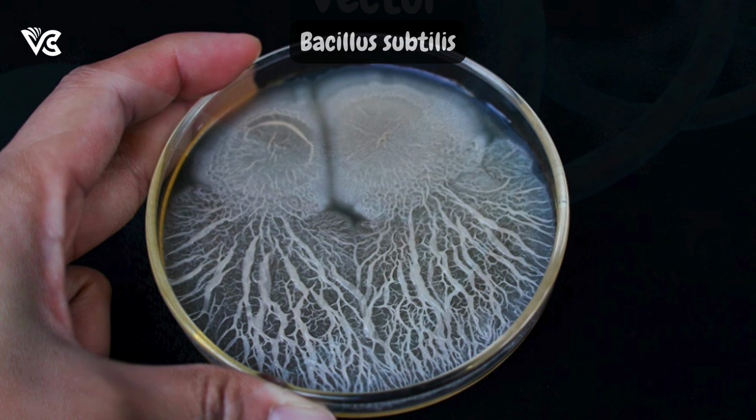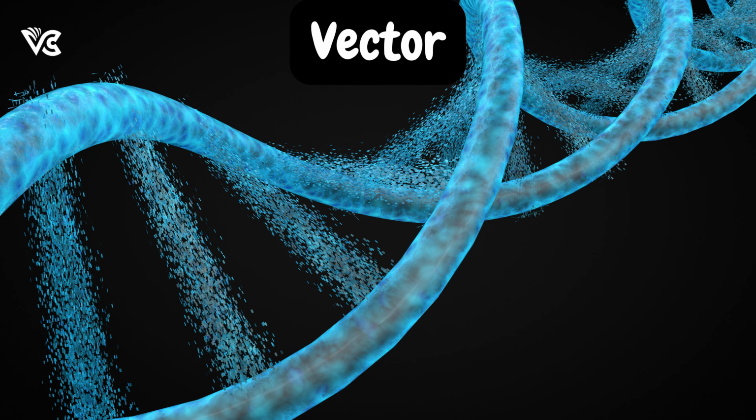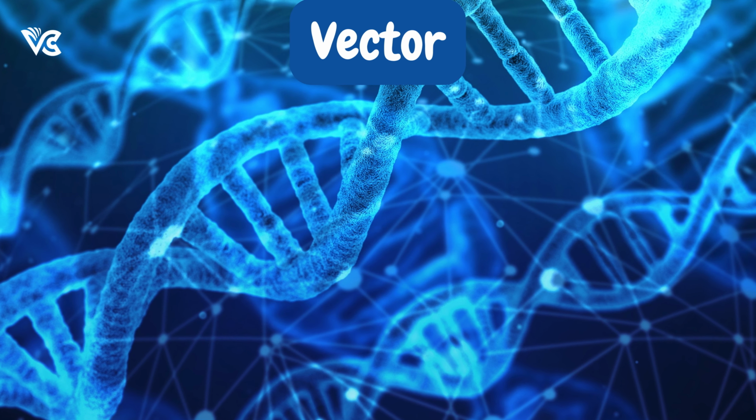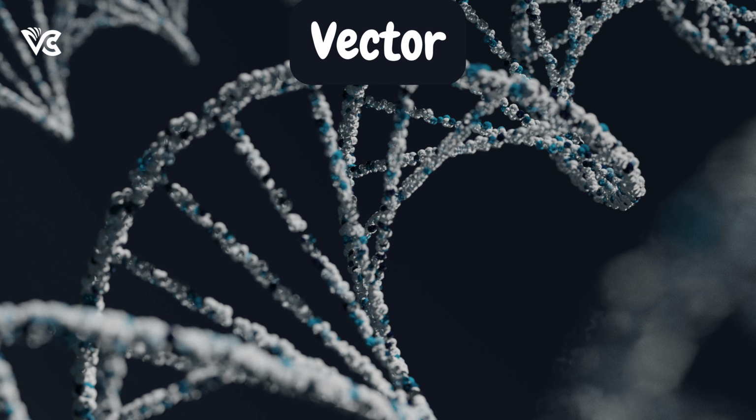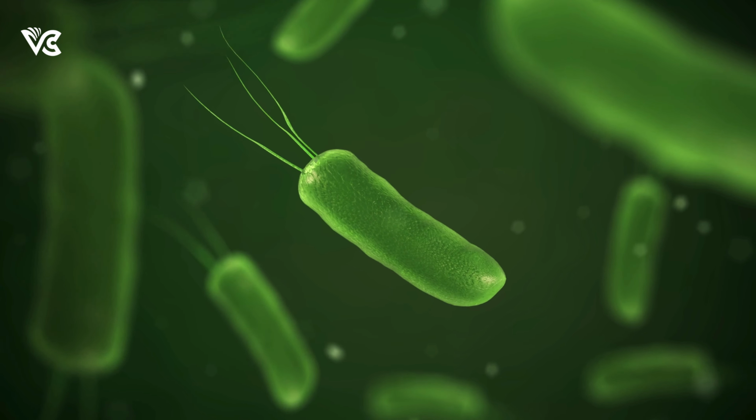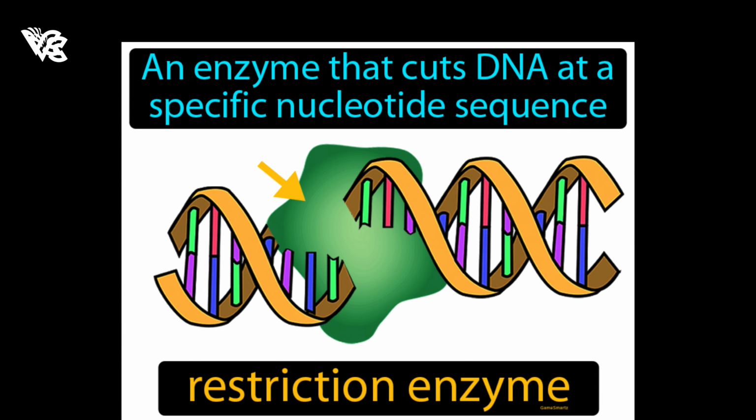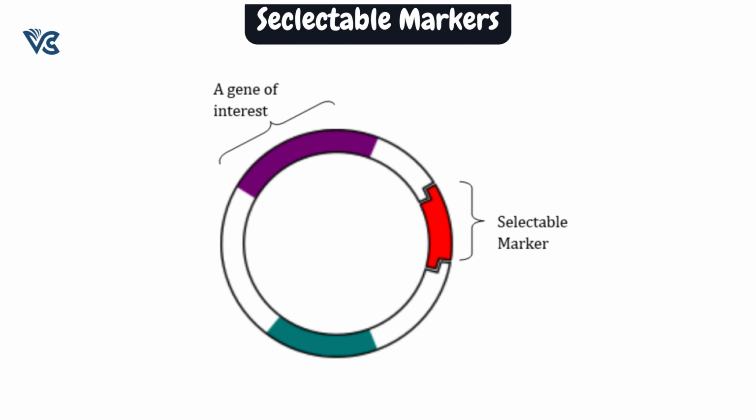Whereas vectors are DNA molecules that carry the target gene into the host. For a DNA molecule to serve as an effective vector, it must be small enough to enter the host cell easily and contain a site of origin for replication, ensuring it can multiply within the host. It should also have unique restriction sites to prevent the vector from being cut into many pieces, as well as a selectable marker, like antibiotic resistance, to identify successful insertions.